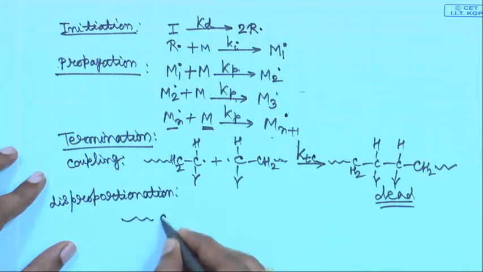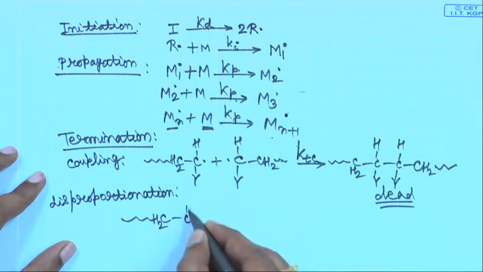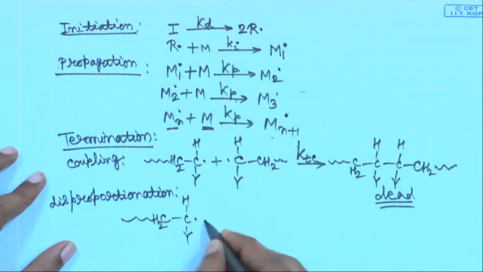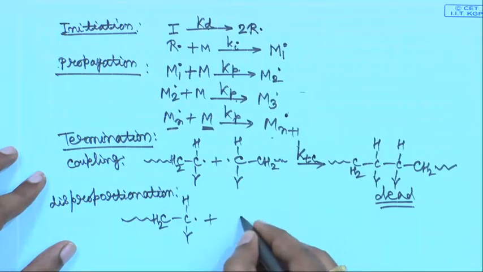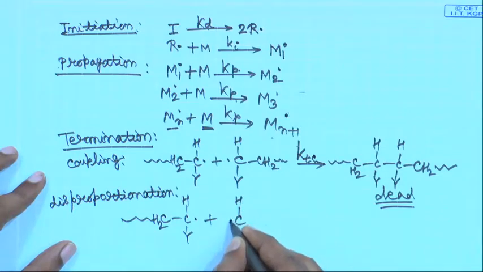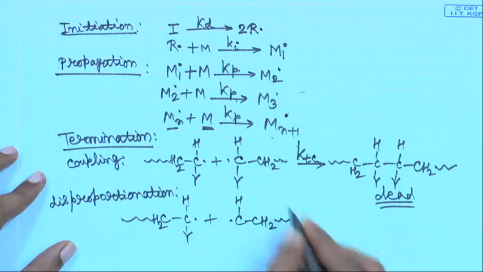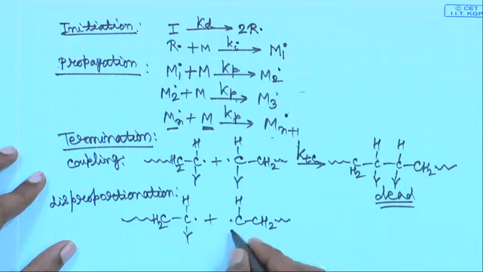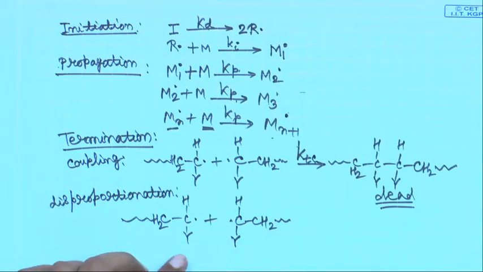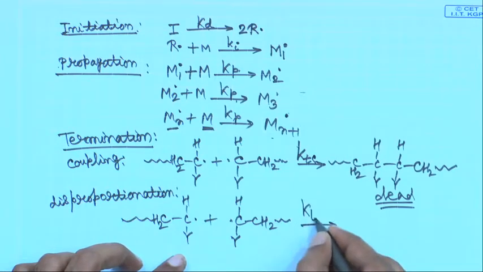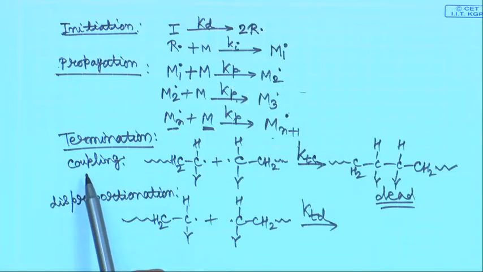What does that mean? You can have a radical like this, it is terminated on reaction with another radical. So, this wavy line indicates a long chain of some length through disproportionation. So, that will be Ktd.